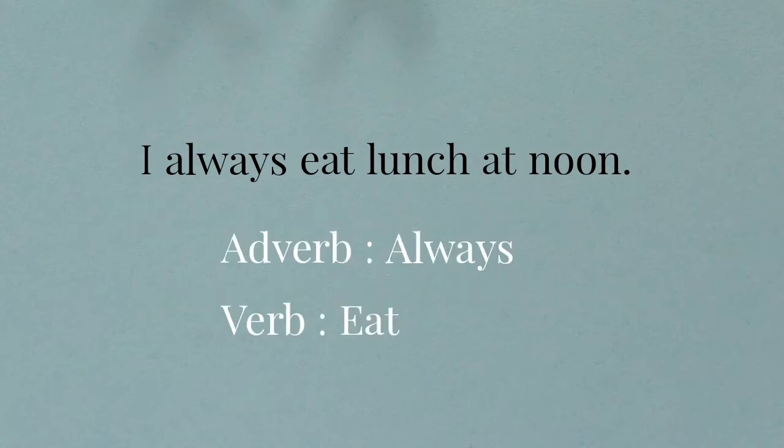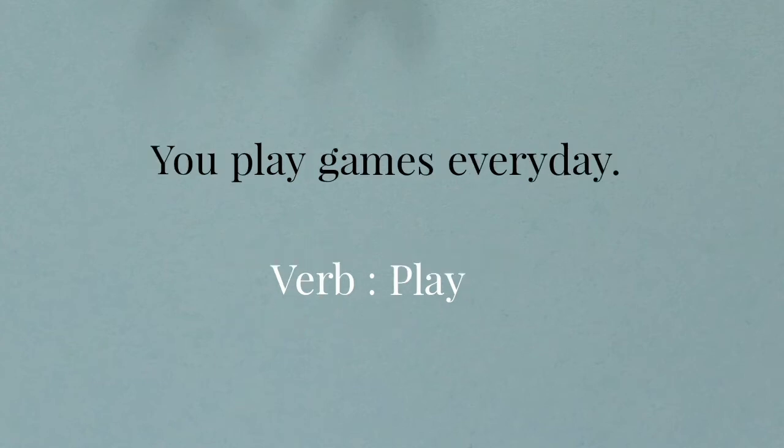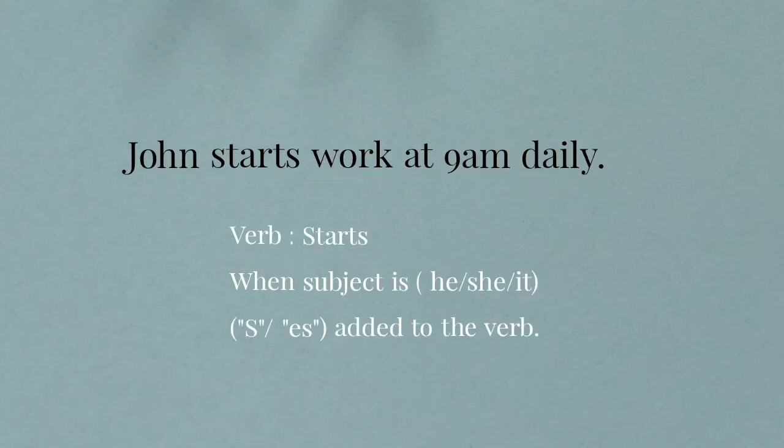Now let's see what verb I used in these sentences. In the first example, I always eat lunch at noon. Here is an adverb, always, that denotes this action is going on regularly, and the verb used is eat, and this is in present simple tense. I eat. In the next example, you play games every day. Now can you see the clue here that tells us this is happening regularly? Yes, every day is the word that tells us this action is going on regularly, and the verb used is play. You play.